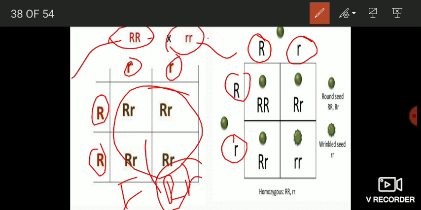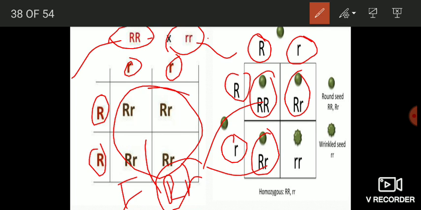Then you can see in the F2 generation he obtained plants in the ratio of 3:1. These were the plants that possessed round seeds, because they possessed this capital R, which controls the formation of round seeds. And this percentage of individuals did not possess any capital R, so they were having wrinkled seeds.